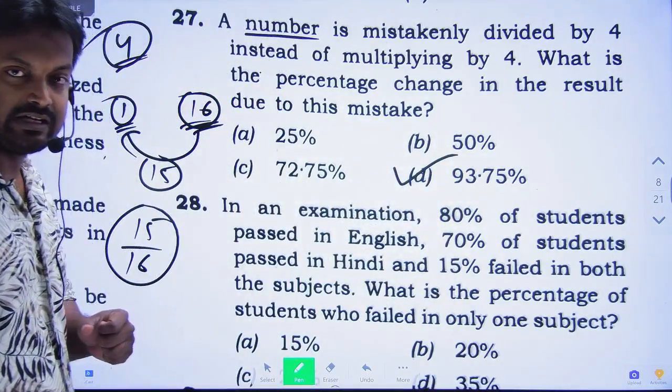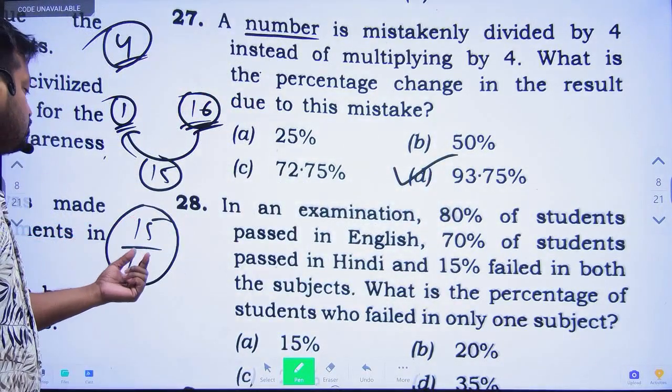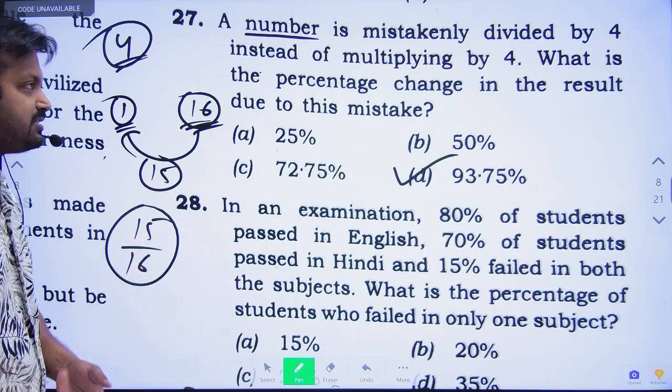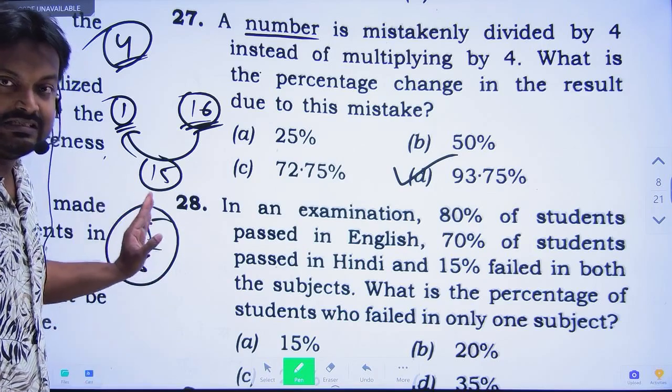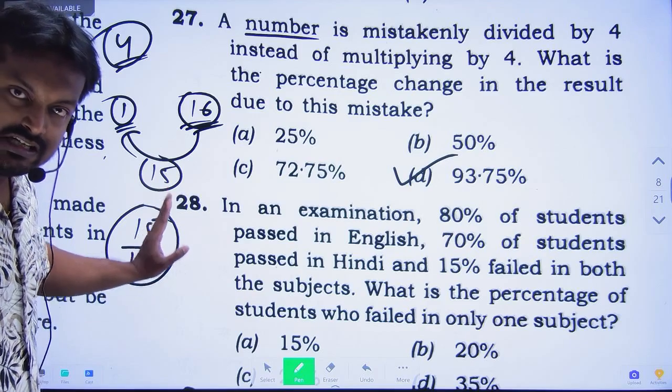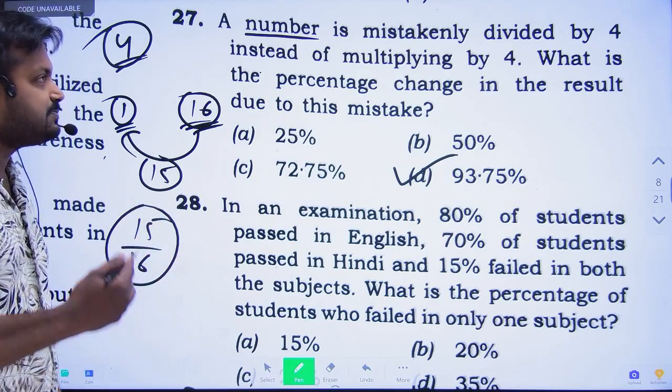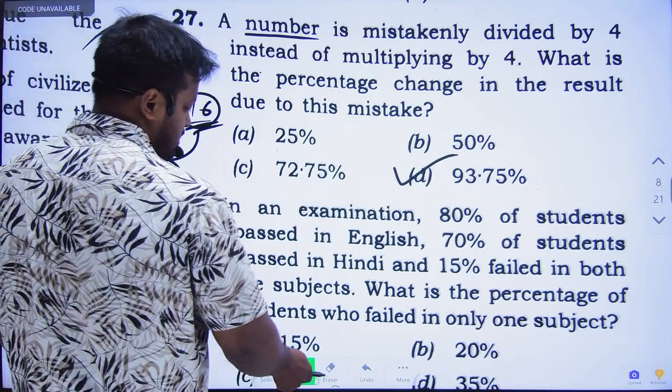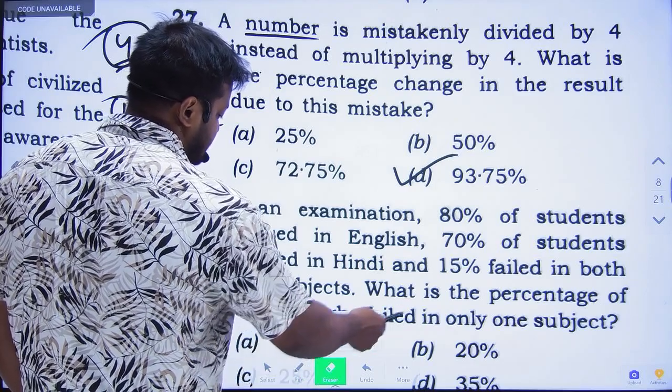Option D is correct. 15 by 16, how to do this? 16 by 16 is 100%. 16 by 16 minus 1 by 16 is 15 by 16. 1 by 16 is 6.25%. So 100% minus 6.25% is 93.75%.